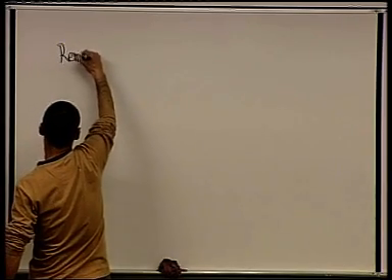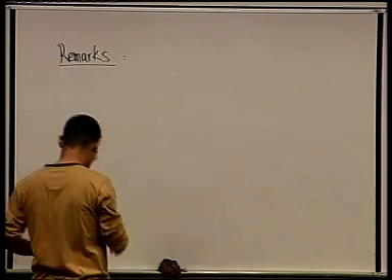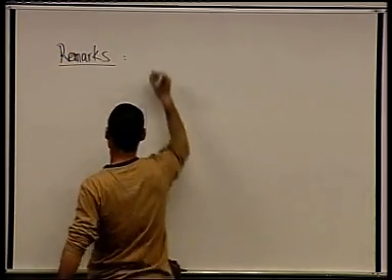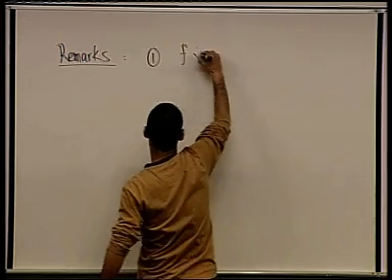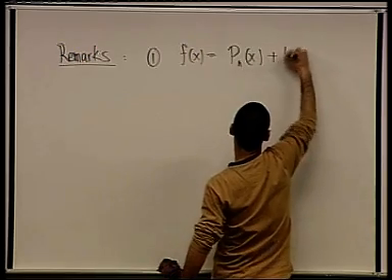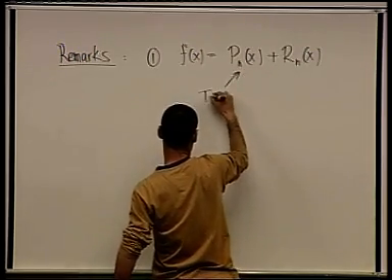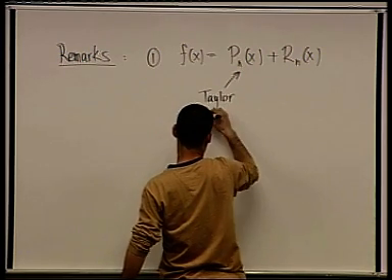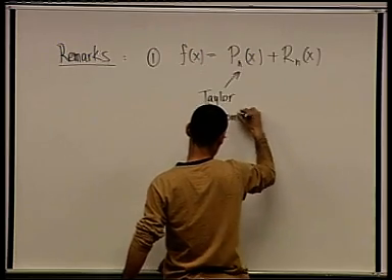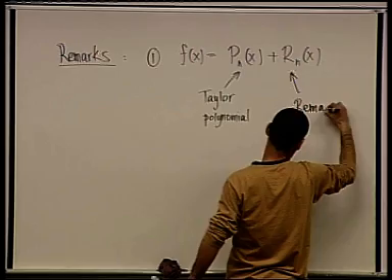Well, anyway, remarks. So that's Taylor's theorem. Remarks. So, remark number 1: f of x equals P_n of x plus R_n of x. This is the Taylor polynomial, which we wrote previously. And this is called the remainder. That's what it's called.